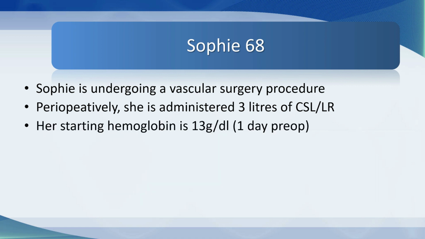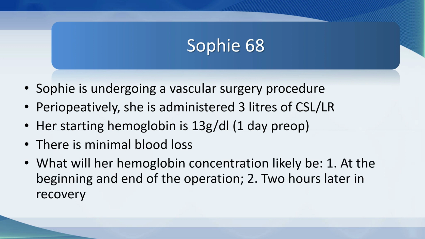Her starting hemoglobin is 13 grams per deciliter 1 day pre-op. There is minimum blood loss in the operating room. What will her likely concentration of hemoglobin be at the beginning and at the end of the operation, and then a couple of hours later in the recovery room?